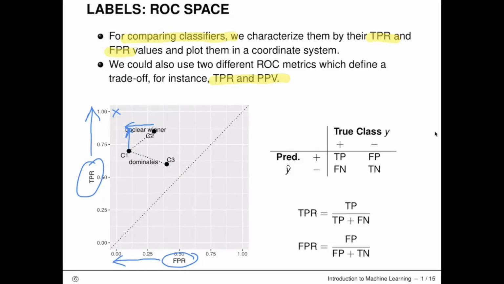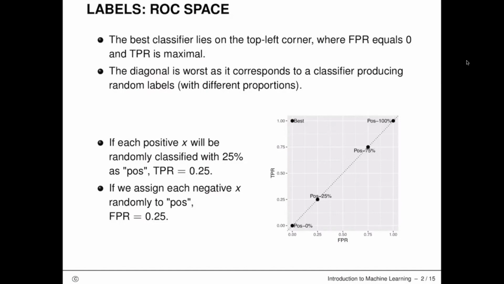Okay. This is the ROC space, and we will use this in this chunk to compare different classifiers. As already said, the best classifier lies on the top left corner. So this one here is the best classifier because it has a TPR of 1 and an FPR of 0. So there is no classifier which dominates this one here. What else can we say about ROC space? We can speak about this line here. And the diagonal is containing all the worst classifiers because these are all classifiers which produce just random labels.